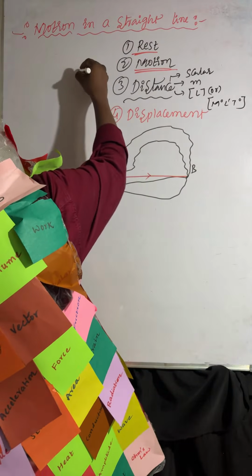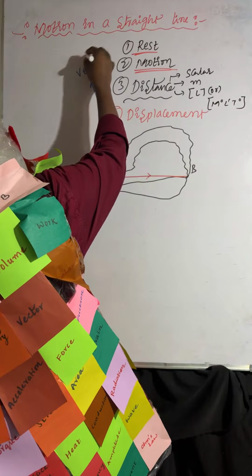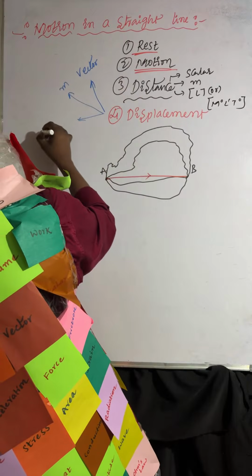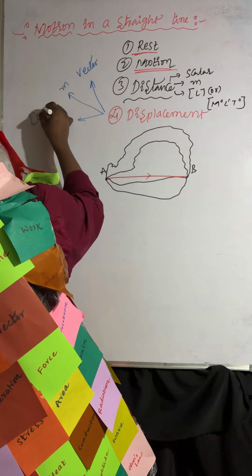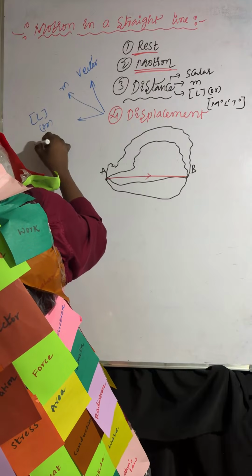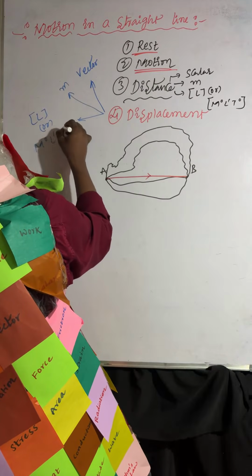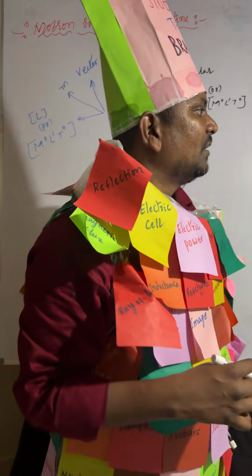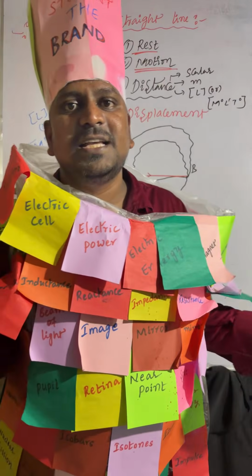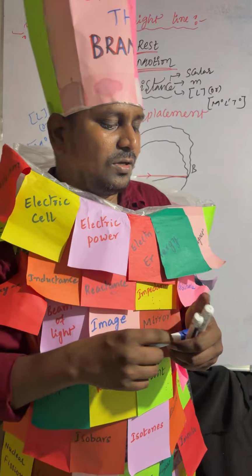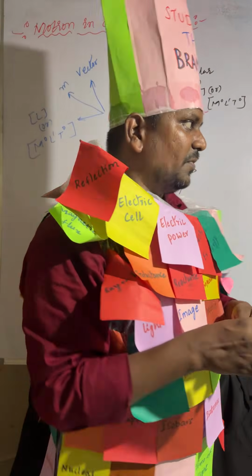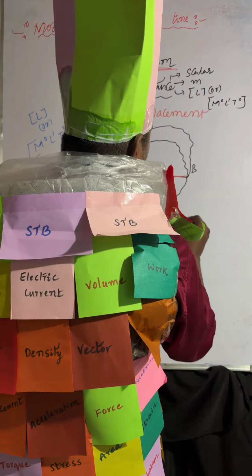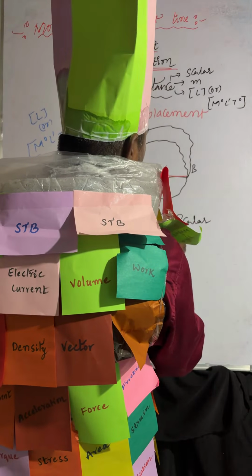Coming to displacement. Displacement is a vector quantity, and the SI unit of displacement is meter. The dimension formula, we can take capital L, or simply M power 0, L power 1, T power 0. So displacement is a vector quantity. Here, one more point: the first one is scalar, the second one is vector.